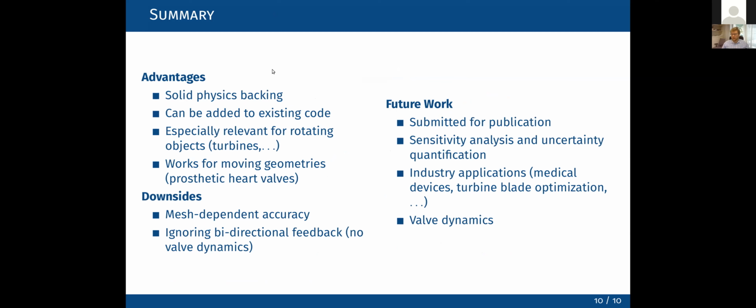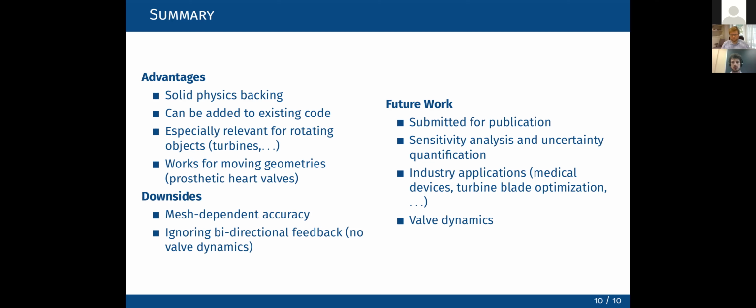Of course, it's very relevant for studying, for example, rotating objects like turbines, but it also works, for example, for simulating the effect of a heart valve. Not the complex valve dynamics, but if you want to just impede flow in certain areas of your domain, it works quite well. This is also the downsides.